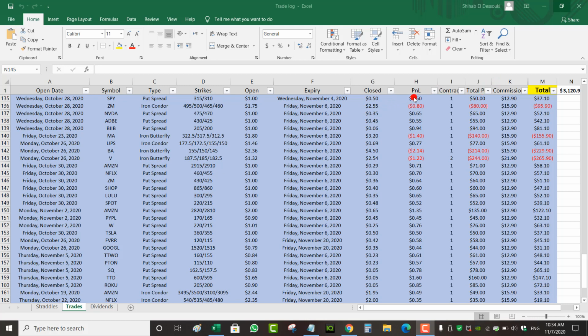Obviously the past few weeks we had the elections, so there was a lot of volatility. A lot of people prefer not to trade through elections, but when I see stocks dropping, it's hard for me not to take advantage of that and sell a put credit spread that's out of the money.